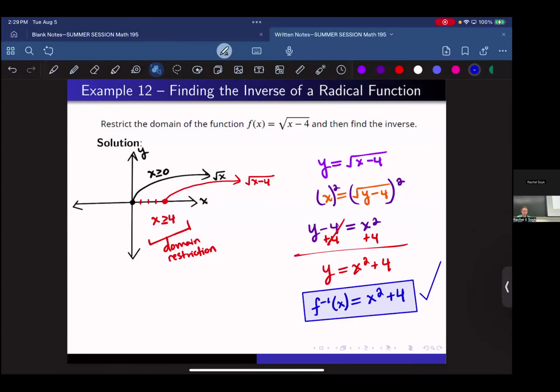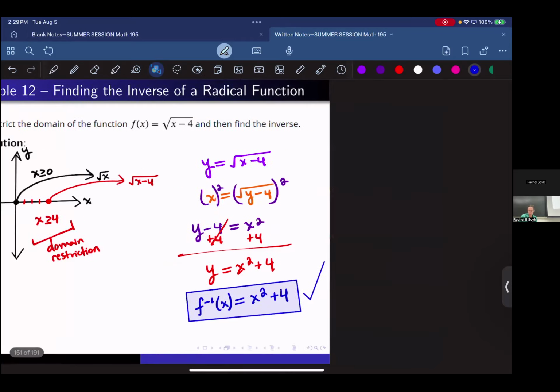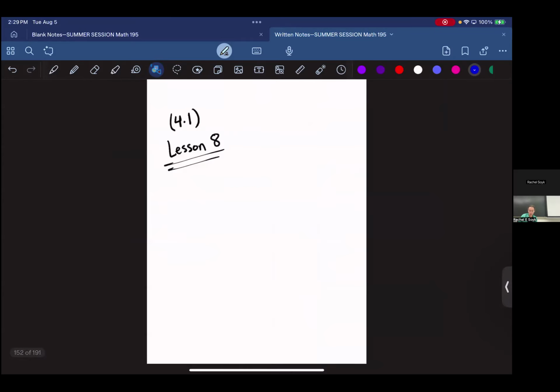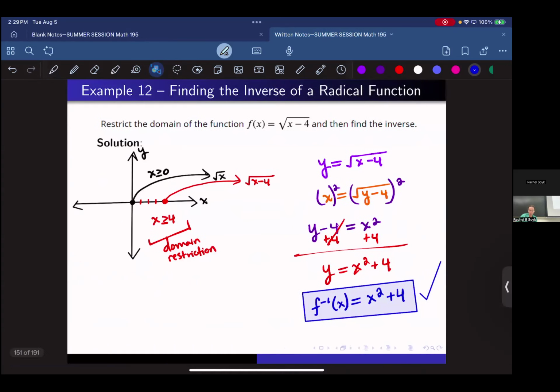And so that completes this section 3.7 and 5.7. And so our next section is going to be 4.1, which is just dealing with linear functions.